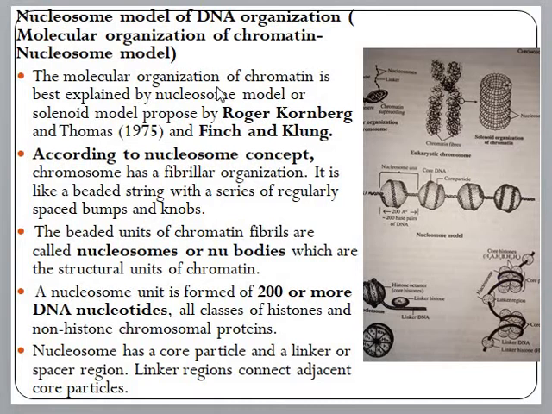The molecular organization of chromatin is best explained by the nucleosome model, or it is otherwise called a solenoid model, proposed by Roger Kornberg and Thomas, and also later by Finch and Klug. According to this, chromosome has a fibrillar organization. It is like a beaded string with a series of regularly spaced bumps and knobs.